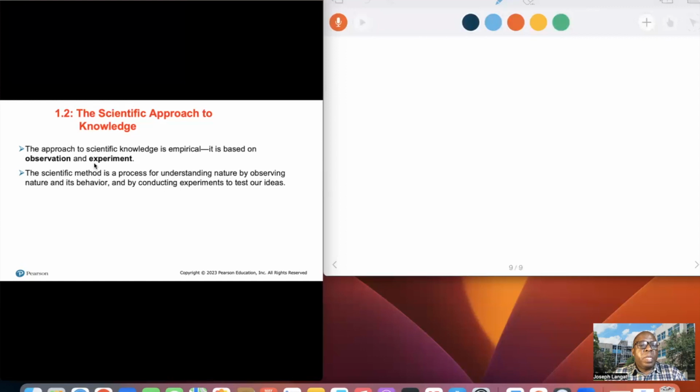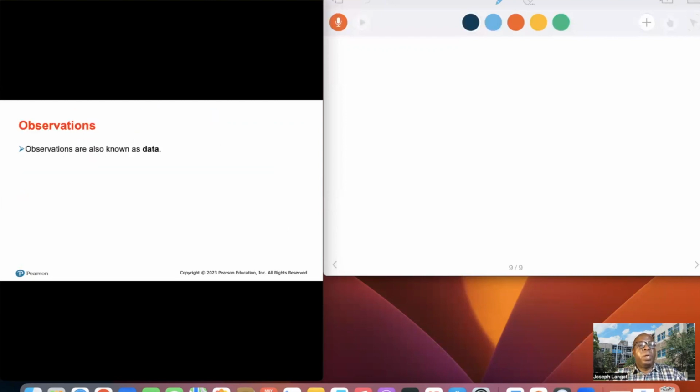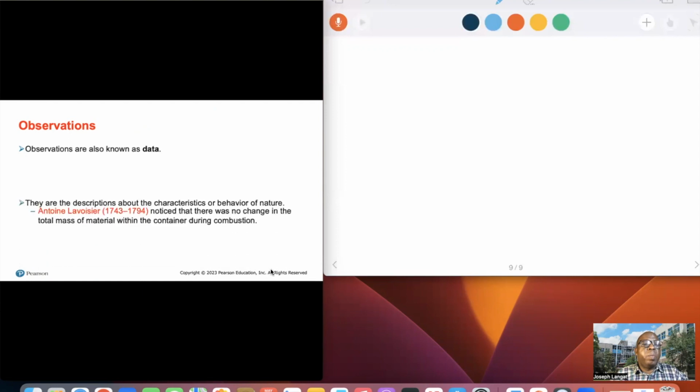So scientific method is a process for understanding nature by observing the behavior of nature and conducting experiments to test ideas. There are some terms associated with the scientific method, which I expect you to make your own notes on and understand what they mean. Observation is simply the data you collect, always data. Where's your data? In the lab, you collect the data by making the observation.